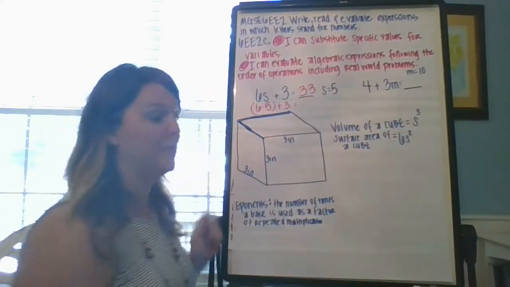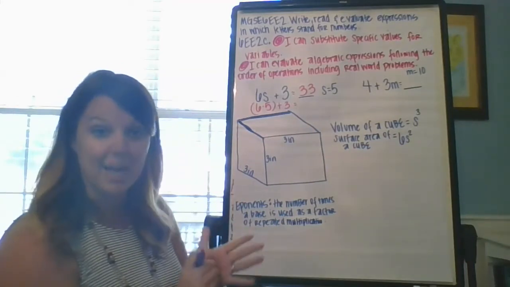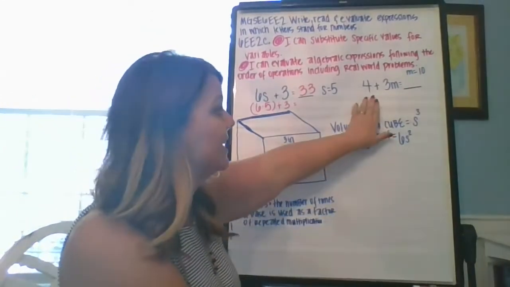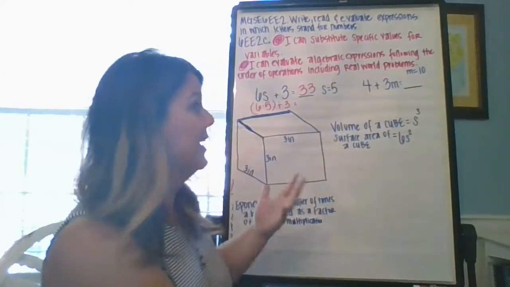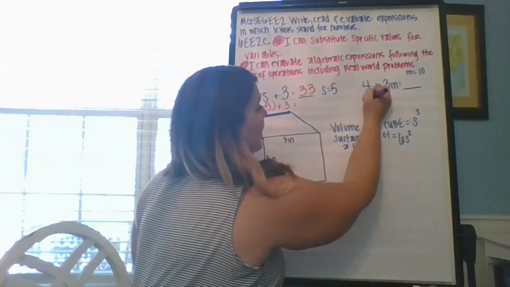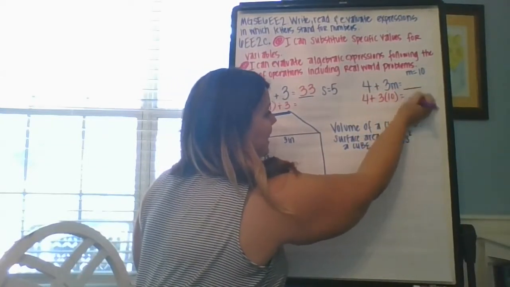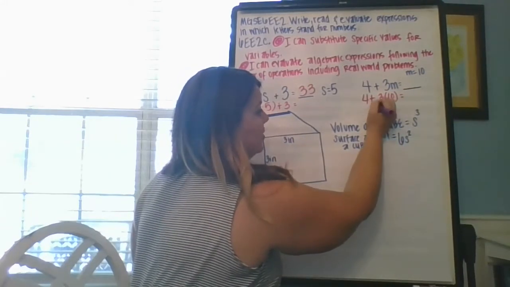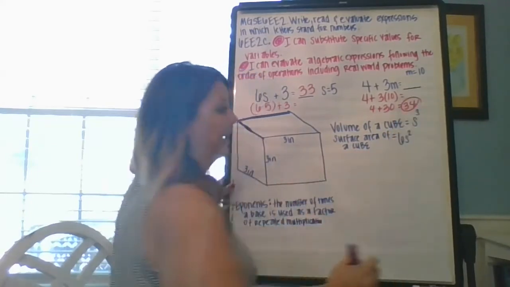Okay, so this part I'm not worried about. I know you guys are going to do a great job on it. We're basically just plugging in a number where there is a variable. So let's try one more. This one says 4 plus 3m, where m is equal to 10. So we're going to plug in the 10 where the m is. So I have 4 plus 3 times 10. 3 times 10 is 30. 30 plus 4 equals 34. So that's my answer. Okay, simple.